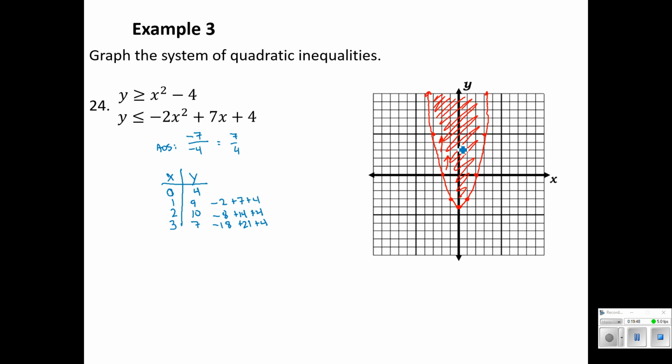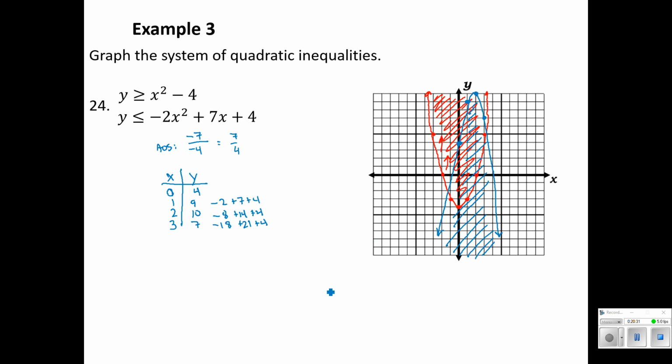So I'm at (0, 4), there's one point. I am at (1, 9), there's another point. I am at (2, 10), another point, and (3, 7), another point. Again, this is an or equal to case, so I will use a solid parabola. Looks like that. And here we want all y values that are less than or equal to, all heights less than or equal to. So beneath that graph, that is indicative of all the y values inside.